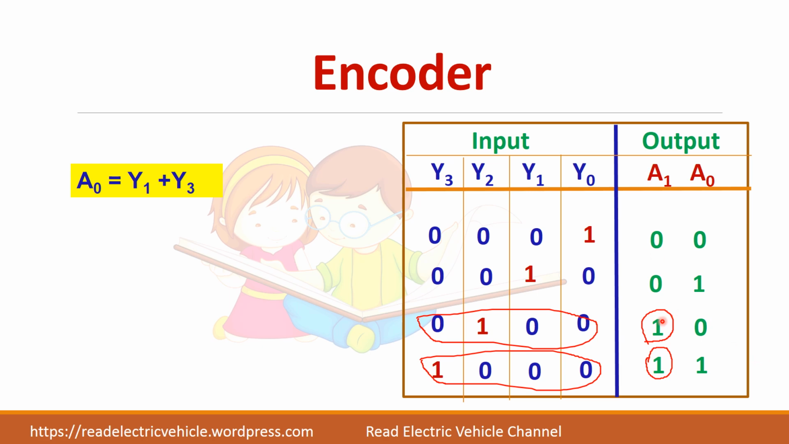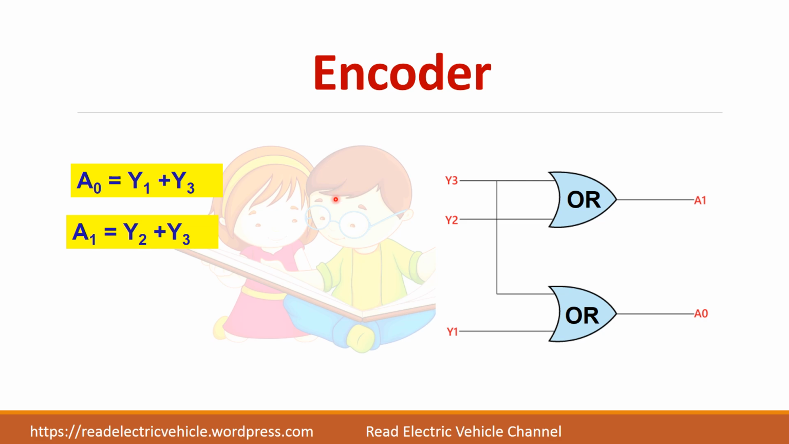Next, A1. To get A1, Y2 and Y3 can be high. So if any of the two inputs is high, A1 can give you a high output. So with these two equations, let us design the encoder. Y1 plus Y3, you give it to an OR gate, Y1 and Y3. So you will get A naught. Y2 and Y3 will give you A1.